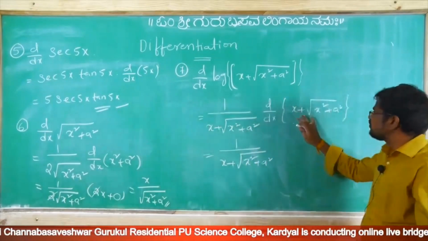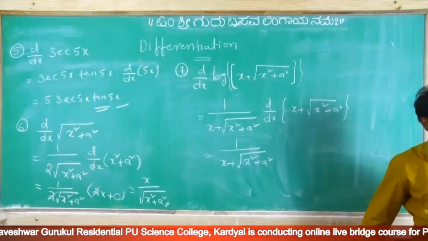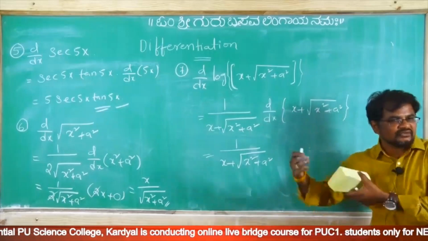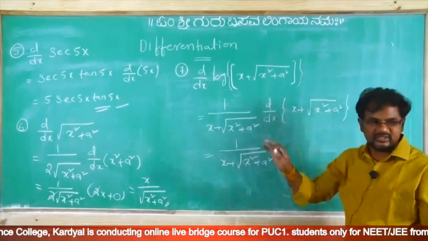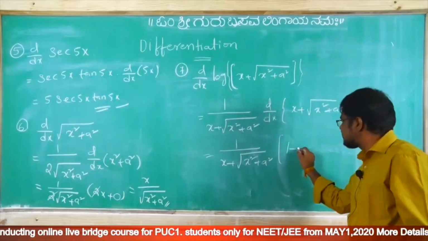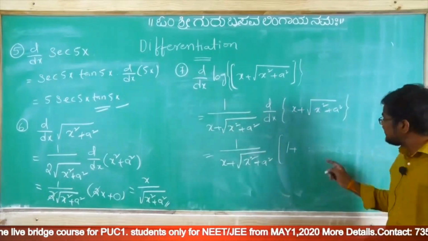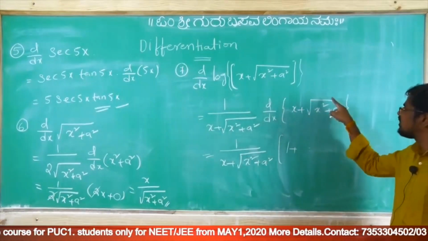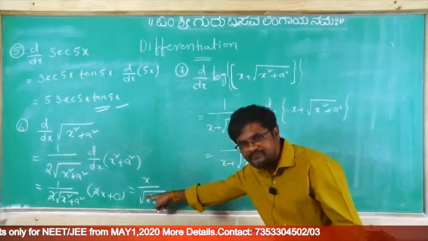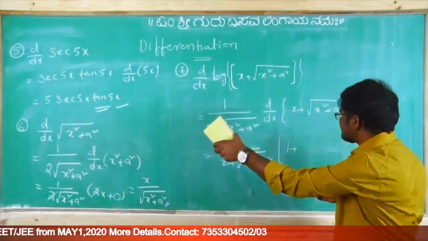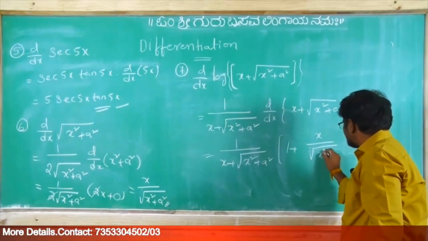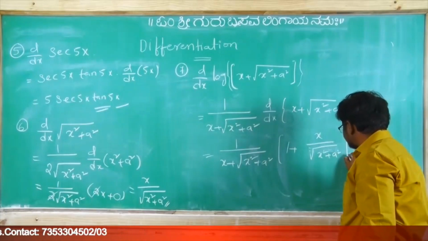Now again we have to do the differentiation for this. Now it is in the form of a sum of two terms, which we already learned. Now that is equal to the differentiation of x, which is 1, and the differentiation of root of x square plus a square. We already did that. What did you get? x by, already in the previous problem only, x by root of x square plus a square.